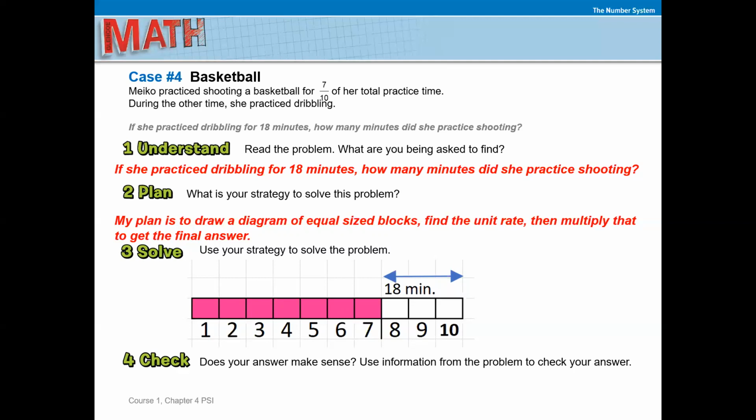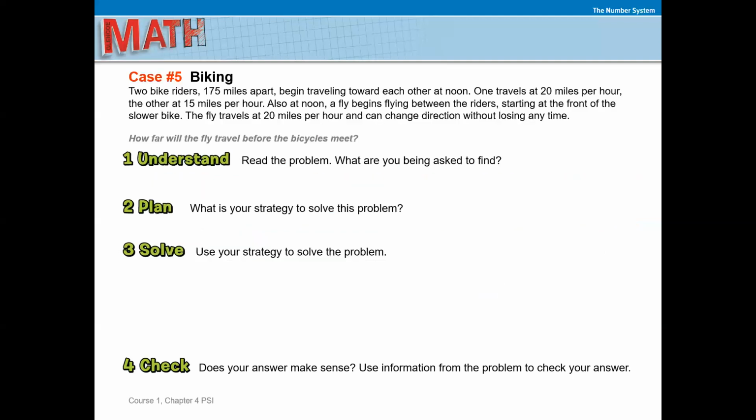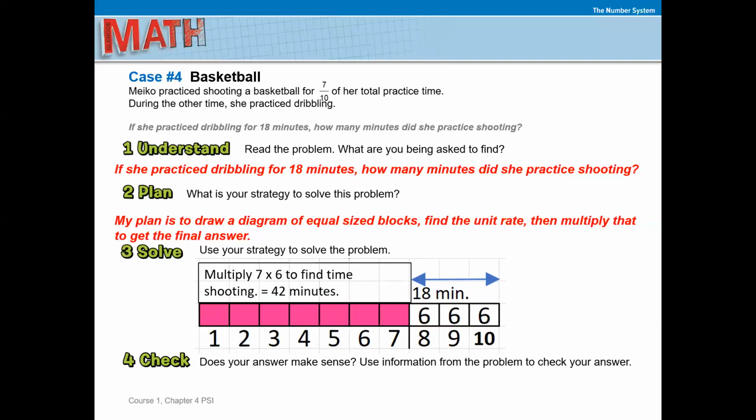My plan is to draw a diagram of equal-sized blocks, find the unit rate, then multiply that to get the final answer. Each of these blocks in the 18 minutes is worth 6. 7 times 6 to find time shooting is 42 minutes. She spent 42 minutes practicing shooting.